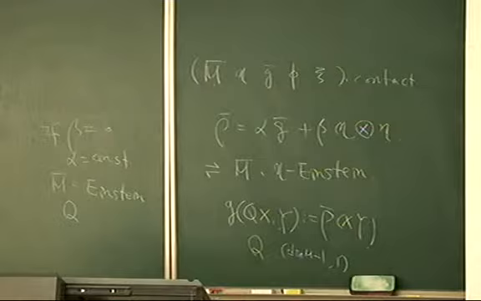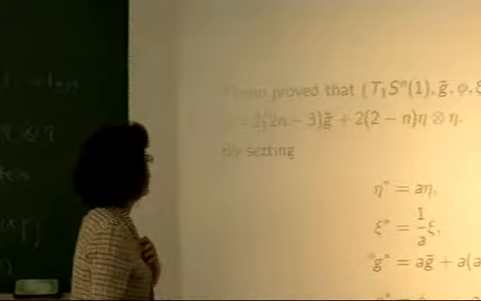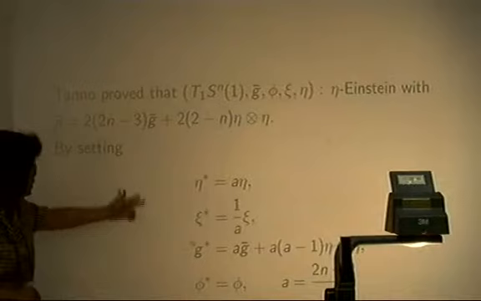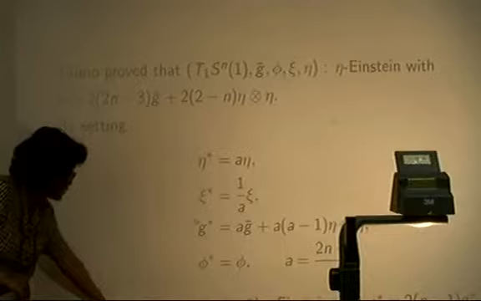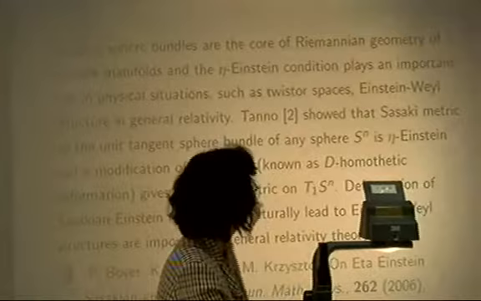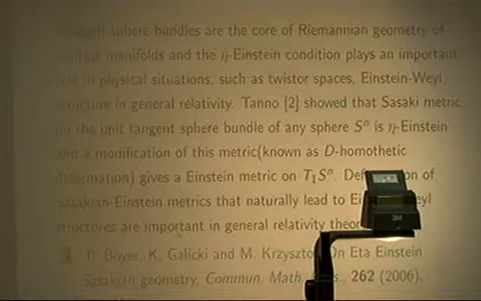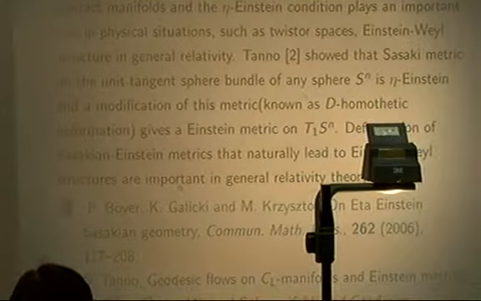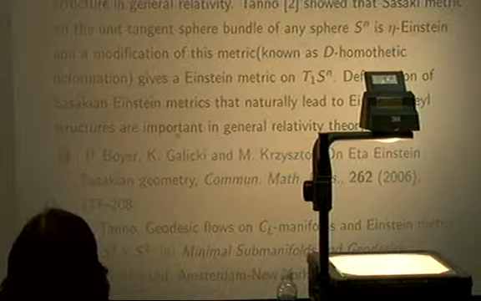Professor Tanno proved that any unit tangent sphere bundle over the sphere has an Eta-Einstein metric with the Ricci tensor given by this. And by a deformation, which we call the homothetic deformation, the unit tangent sphere bundle becomes Einstein. So you see the deformation of a Sasakian Einstein manifold; the unit sphere is a Sasakian manifold. Deformation of a Sasakian Einstein manifold naturally leads to Einstein Weyl structures. This is important in general relativity theory.